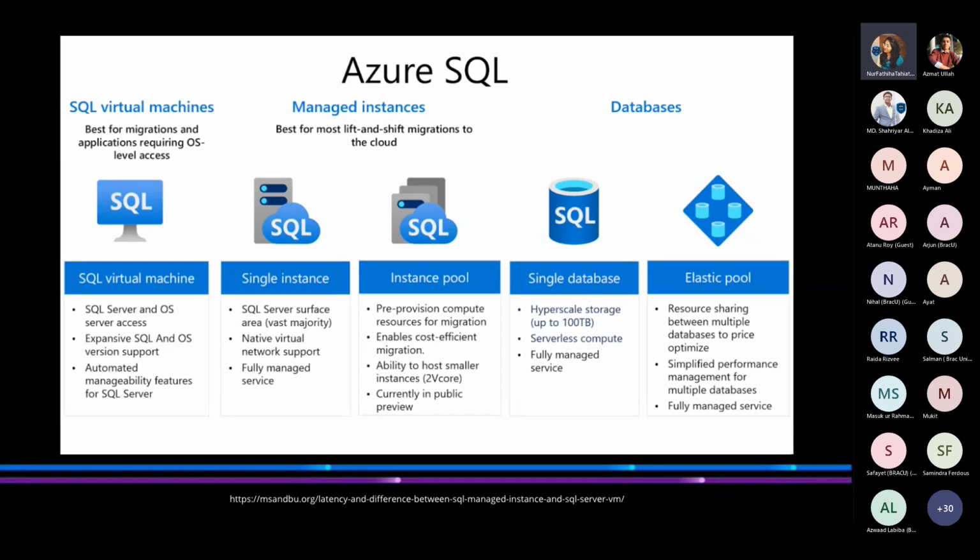After that, we could have a single database, which has hyperscale storage up to 100 terabytes, and it is serverless compute, and it's also fully managed by Azure. Lastly, as I have previously discussed about elastic pools, it is basically resource sharing between multiple databases to optimize the price, and it's also simplified. It also gives us simplified performance management in cases of multiple databases, and it's also fully managed by Azure.